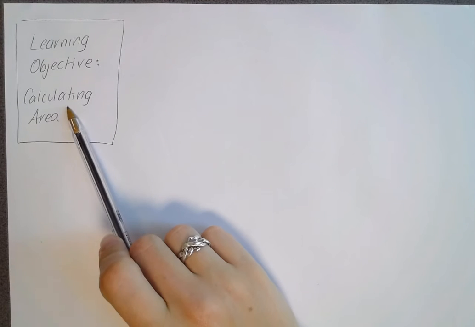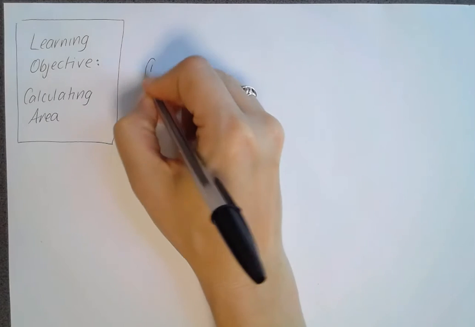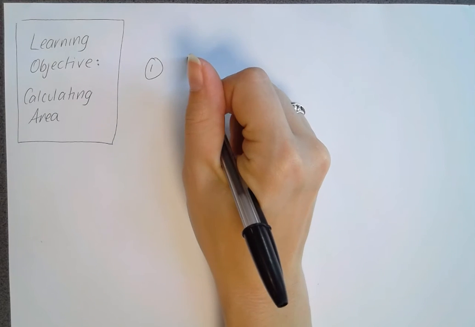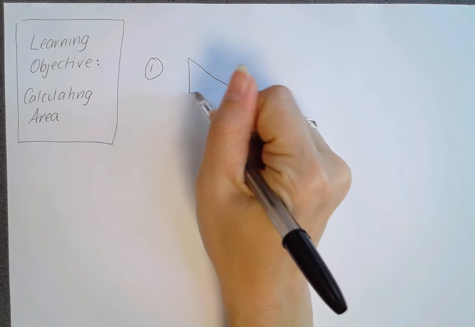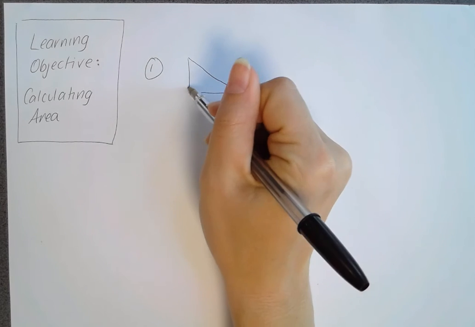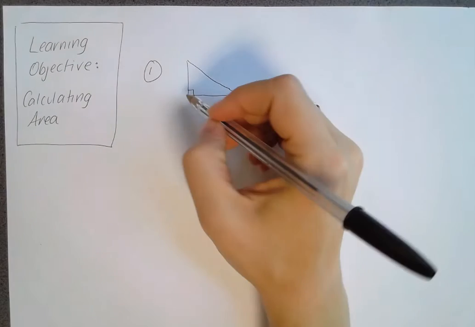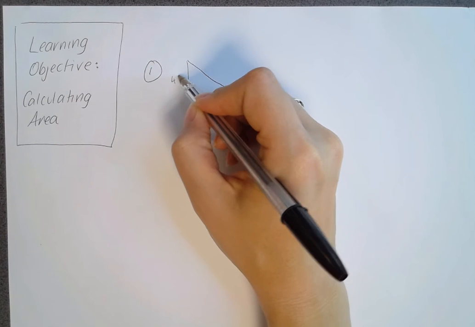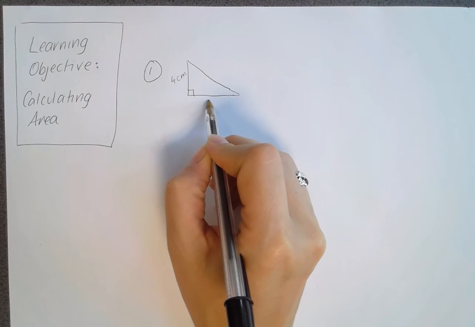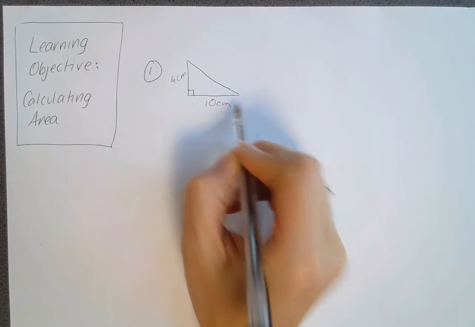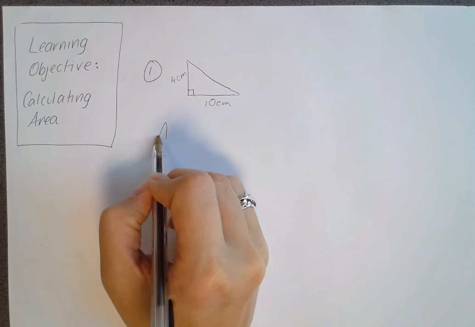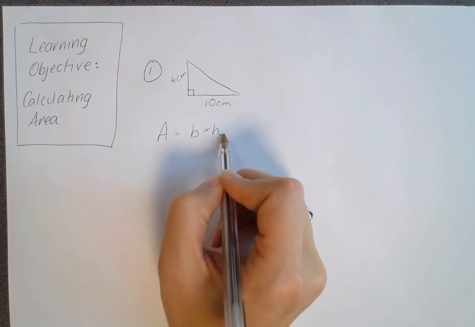This time we are going to use our area rules to calculate some areas of some very basic shapes, and then later on some more confusing shapes. So let's start out with a triangle here. We know that it is a right angle triangle, and we have a height of 4 centimeters and a base here of 10 centimeters. Nice and easy, recalling that our area rule is equal to base times height over 2.